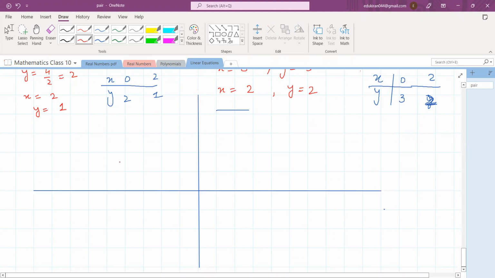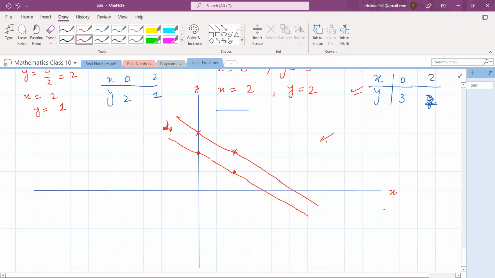Okay, now start. This is x and this is y. When x is 0, y is 2 for line L1, so this point. When x is 2, y is 1, so this point, right? So this is one line I'm getting, the graph of L1. Now come to L2. When x is 0, y is 3, so this is the point. When x is 2, y is 2, this is the point, right? So this is another line I'm getting.